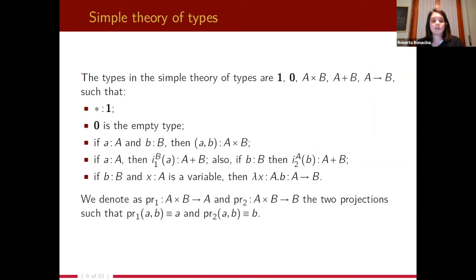We introduce now also the two projections from the product type. So we have that the first projection maps terms of the product type into terms of the first type of the product, and the second projection maps into the second. In particular, we have that the first projection of a pair (a, b) is the term a, and the second projection is the term b.